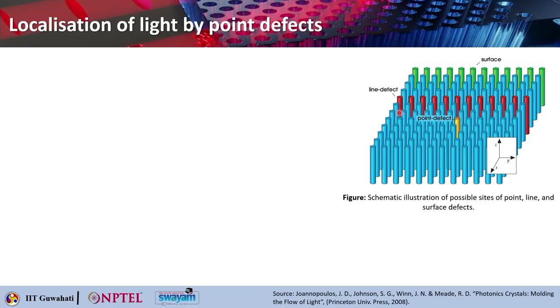Now let us look into a couple of more interesting features, like how do you localize light in a photonic crystal by introducing point defects. Here we shall discuss the effect of point defects created in a photonic crystal array. So how do you create a point defect? In a 2D photonic crystal, you can think of removing a single column, this yellow one. You just remove it, or you replace it by a different size or different kind of material or different shape, so that it looks different from the rest of the lot.